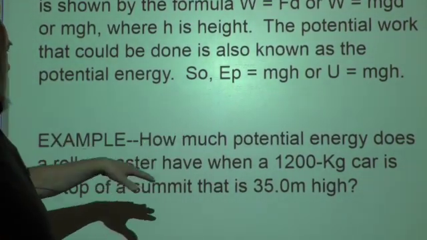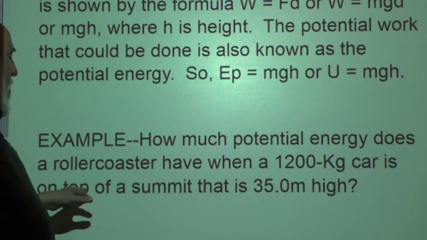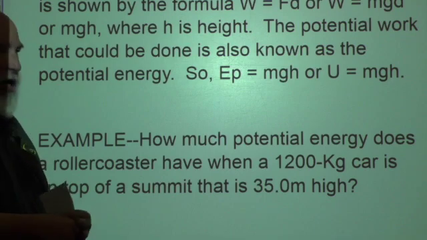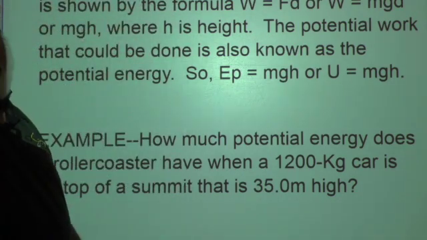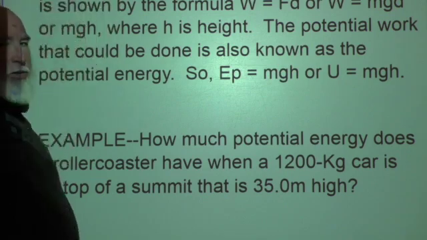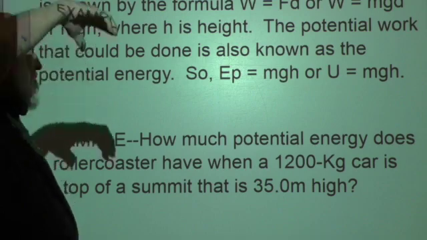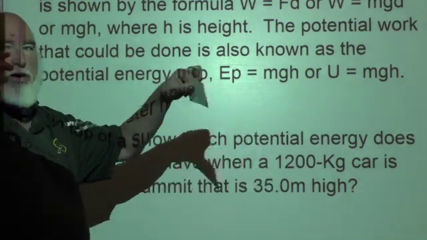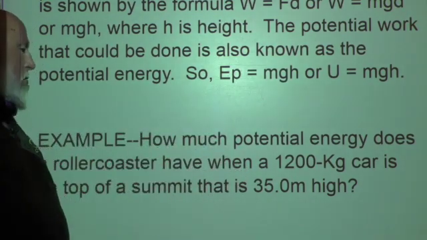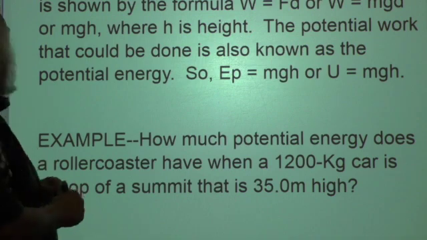We want to know how much potential energy a roller coaster has when a 1,200 kilogram car is on top of a summit. Now what I mean by that is, you know how a lot of roller coasters go up and then down, go up and down. The very top part is called the summit. So let's say the summit is 35 meters high. You've got a bunch of people crammed into one of these cars, and the total mass of the car and the people is 1,200 kilograms. Then how much potential energy do we have?